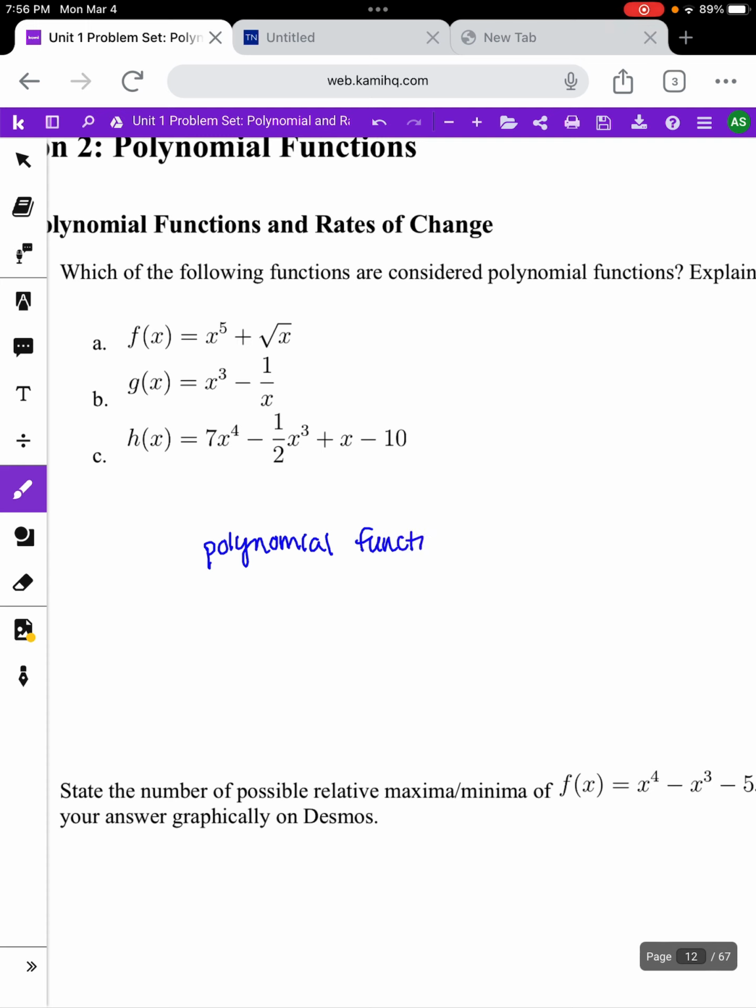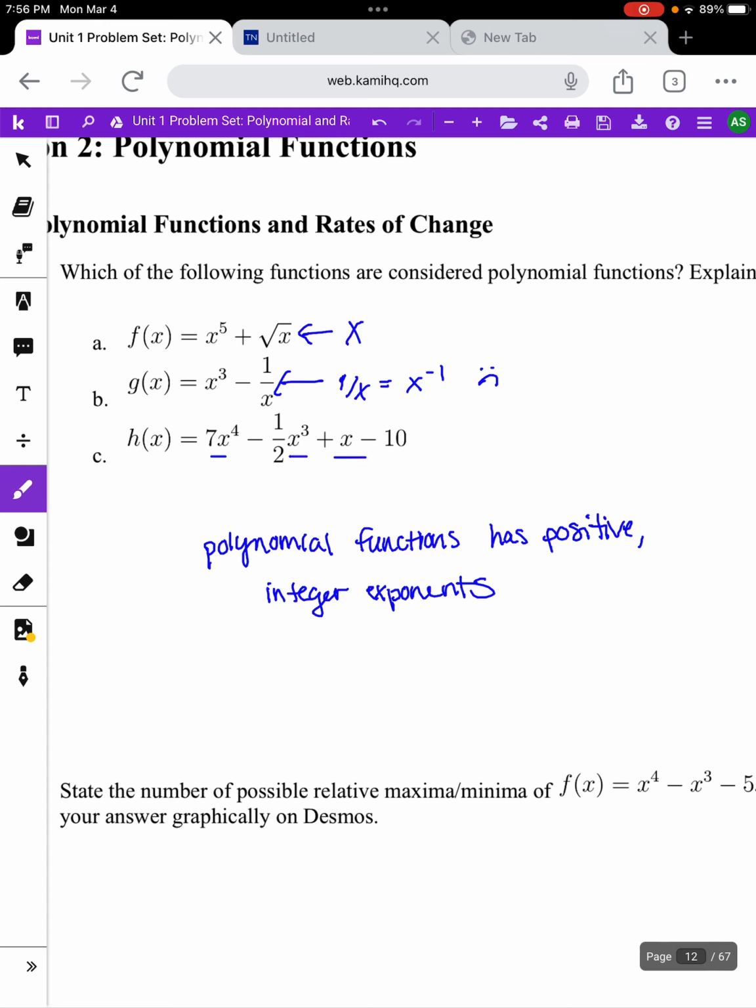Functions have positive integer exponents. So this is a fractional exponent, so this is out. This guy is a negative exponent because 1 over x is really x to the negative 1. Sad face, he's out. X to the fourth, good. To the third, good. Regular x, no x, perfect. That's the only one.